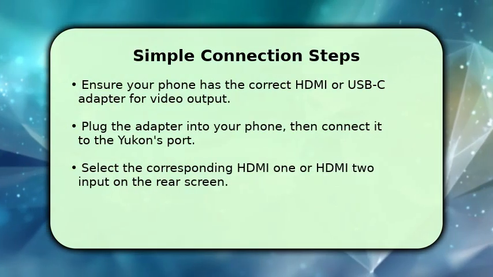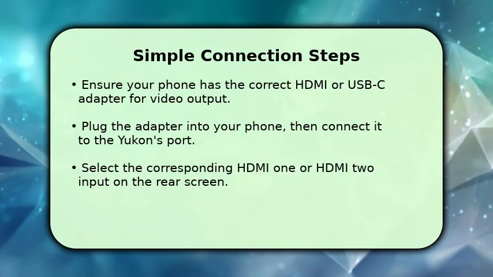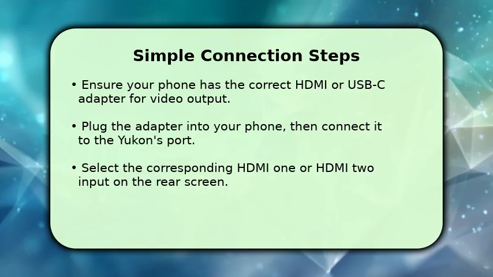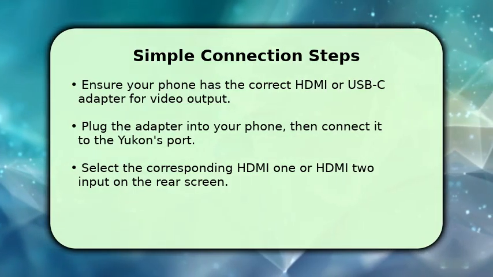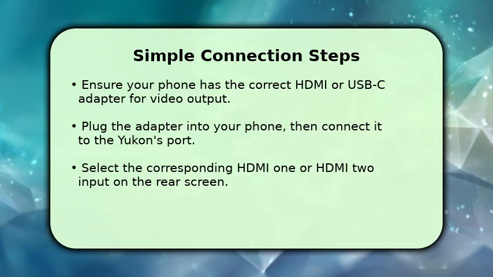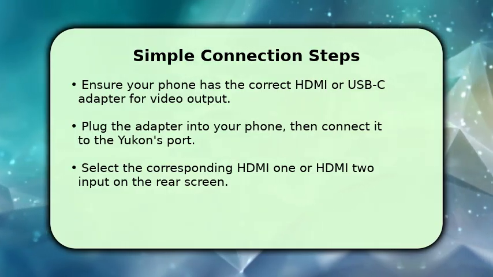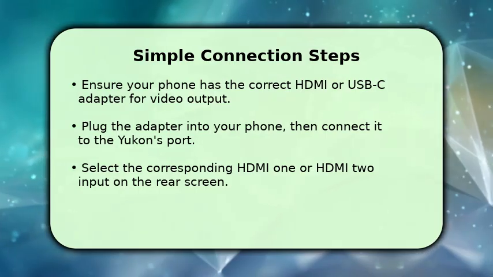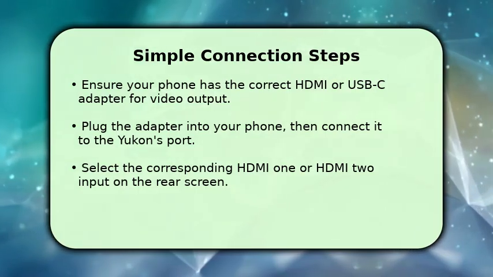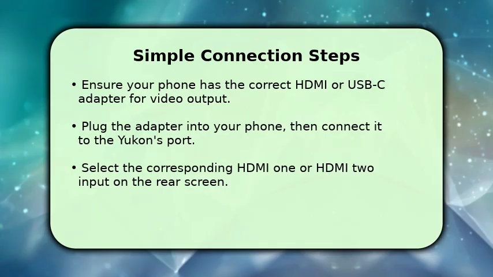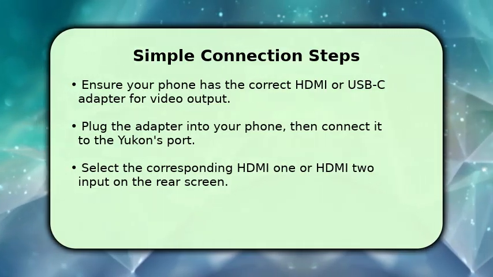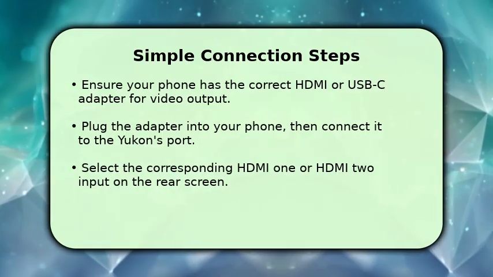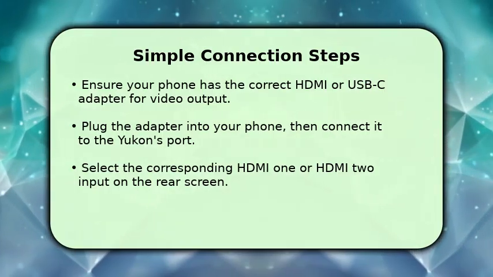To begin, connect your phone to the appropriate adapter, then plug the adapter into one of the Yukon's HDMI or USB-C ports. Next, double-tap the rear entertainment screen to power it on. On the screen, navigate to the Watch Source menu and select either HDMI 1 or HDMI 2, depending on which port you used. Your phone's display should now be mirrored on the vehicle's screen, ready for viewing.